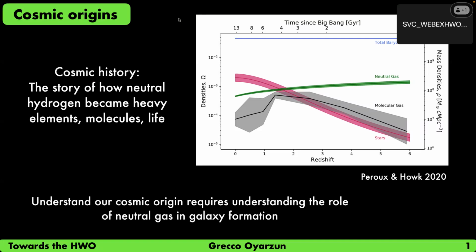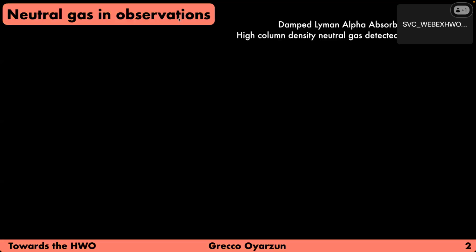And therefore, it becomes apparent that in order to understand how galaxies were responsible for this transformation, we need to understand the properties of neutral gas, and how galaxies process that neutral gas in the context of the baryon cycle. So then we ask ourselves the question, how do we study neutral gas throughout the universe? And one primary way of doing that, especially at high redshift, is to use damped Lyman alpha absorbers, or DLAs for short. So what's a DLA?